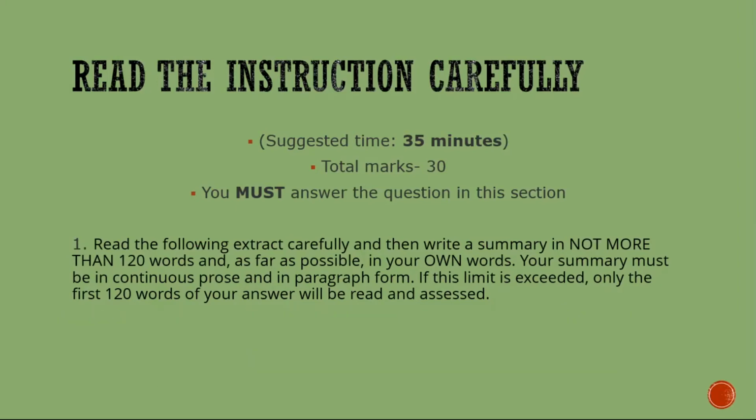The instructions given are crucial and must be read before you begin your summary. So let us examine this instruction. This instruction reads: read the following extract carefully and then write a summary in not more than 120 words and, as far as possible, in your own words. Your summary must be in continuous prose and in a paragraph form. If this limit is exceeded, only the first 120 words of your answer will be read and assessed. For this, you're asked to summarize the entire extract based on the topic.